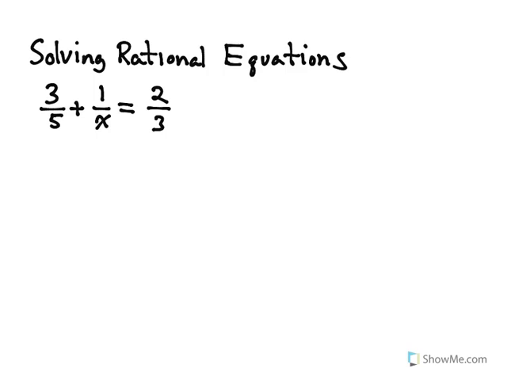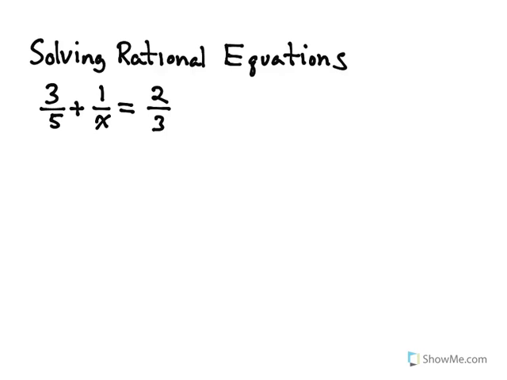Okay, let's take a look at another example of solving rational equations. Here we have another problem. Again, we want to find the LCD, that is the least common denominator, and we can take that common denominator and just multiply it by everything in the equation. Okay, so that's one method.